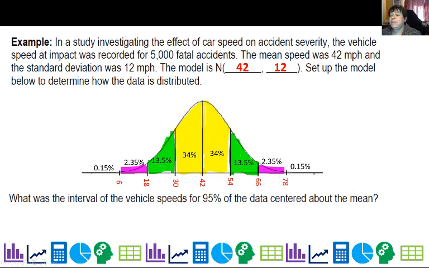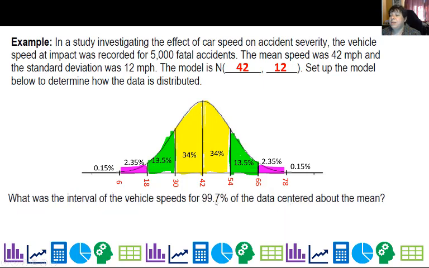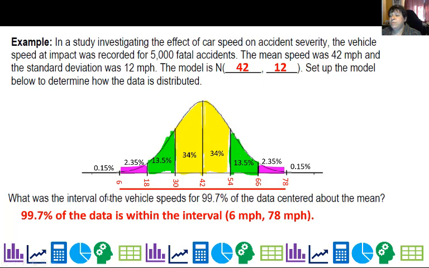Now I'm going to ask for 95% of the data. Well, that includes the green, yellow, green, because I'm going 2 standard deviations away from the mean. The mean's 42. 1, 2, 1, 2. So my interval is 18 miles per hour to 66 miles per hour. Now, if I'm looking at 99.7% of the data, I'm going 3 standard deviations out. So the interval would be from 6 miles per hour to 78 miles per hour.